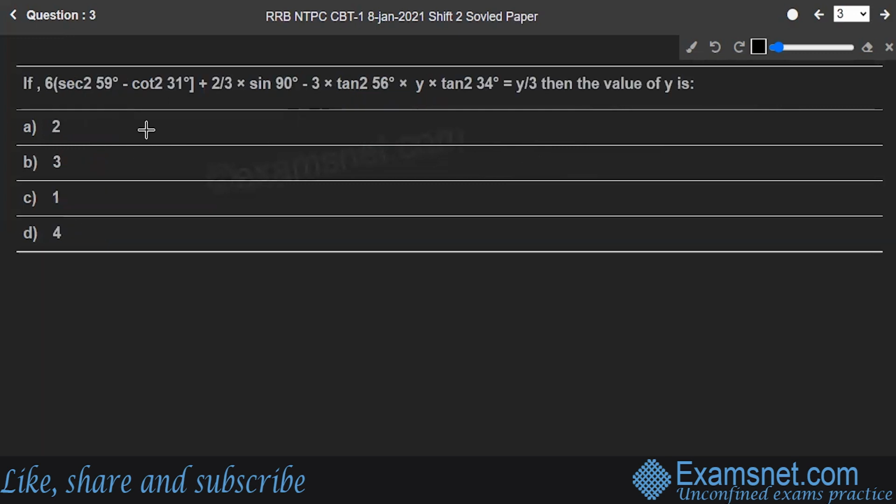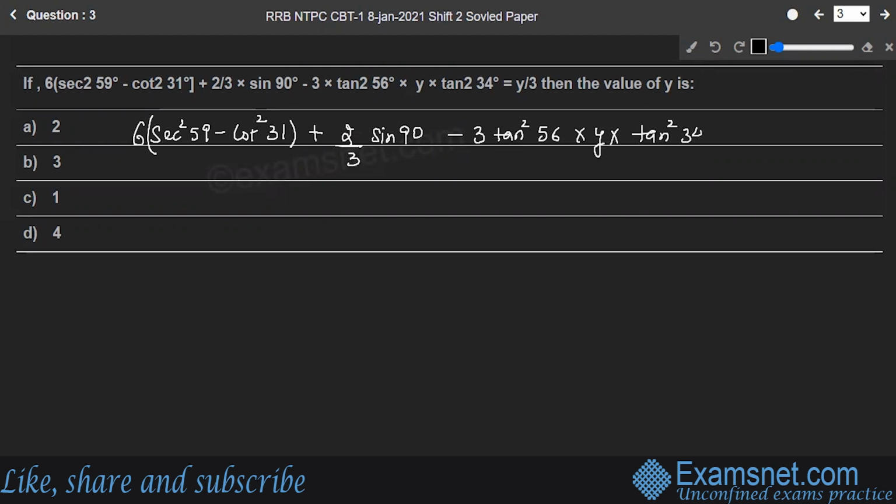Question number 3. Again, a trigonometric problem before us. So you are given, let's write it down, what the statement is. 6 brackets secant square 59 minus cot square 31 plus 2 by 3 sin 90 minus 3 tan square 56 multiply y minus tan square 34 degree. Right.